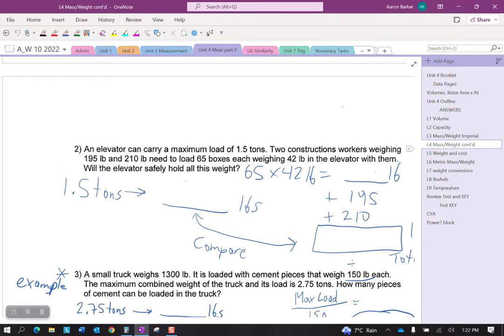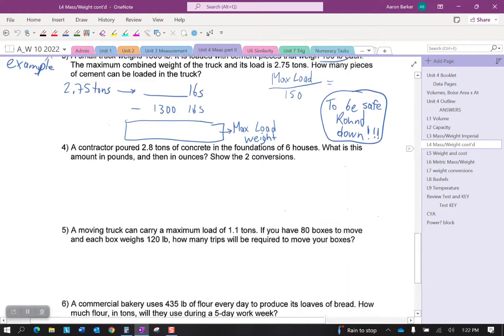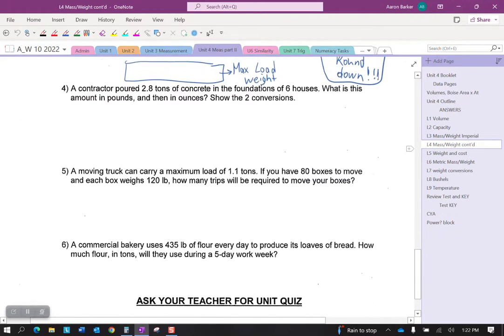Number 3 is like our example. You have to convert everything into pounds and then compare the max load and make sure that you round properly to be safe. So you can't overweight your truck. So if you found this that you needed how many pieces of cement, you couldn't carry extra cement. So if it's like 3.1, you'd have to round down to 3 pieces of cement. You couldn't carry 4 pieces of cement; it'd be too heavy. There you go. And then these ones were a little bit more straightforward.